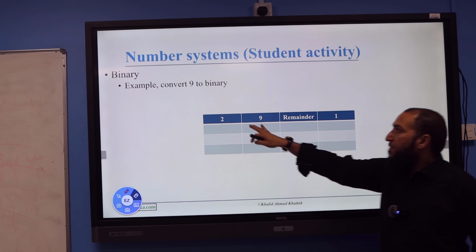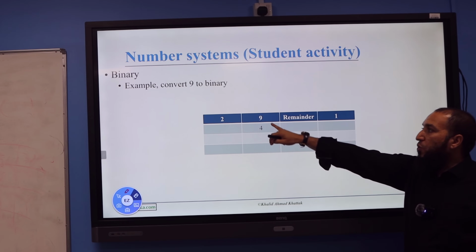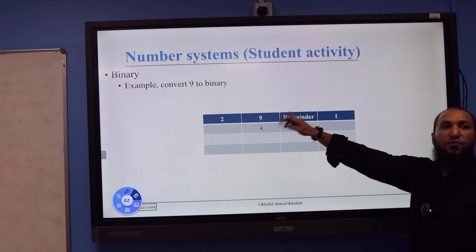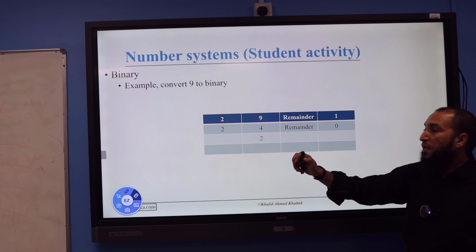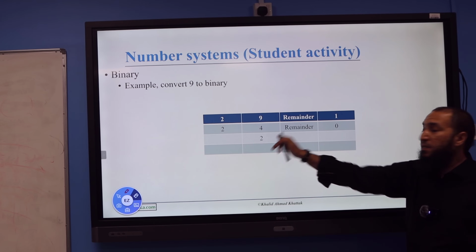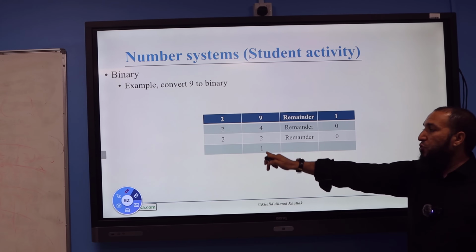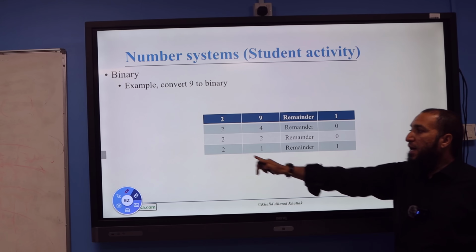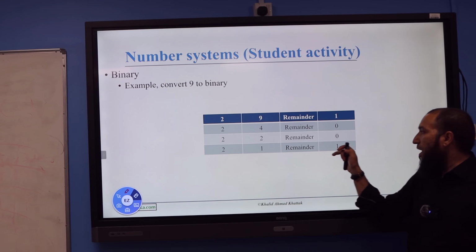We have 9. Now here, earlier you were asking the question, is it always 0? It's not always 0. So 9 divided by 2, how many 2's go into 9? 4 whole and 1 remainder. Next one we have 4 divided by 2. We have 2 whole numbers and we have 0. Next we have 2 divided by 2 is 1 whole number and 0 remainder. And lastly, when you divide 1 by 2, we have 0 here and we have 1 here.